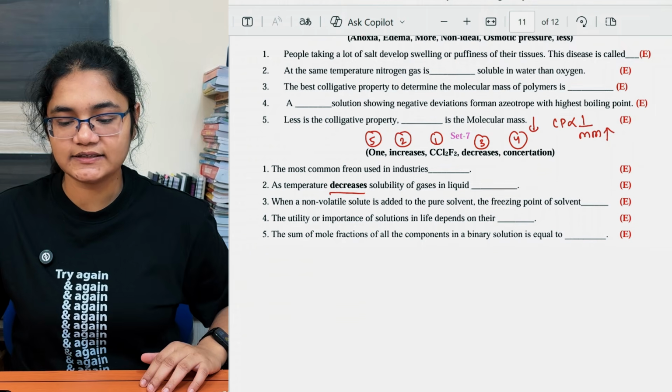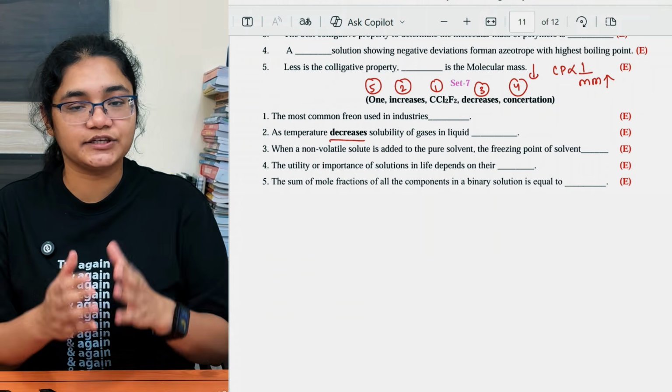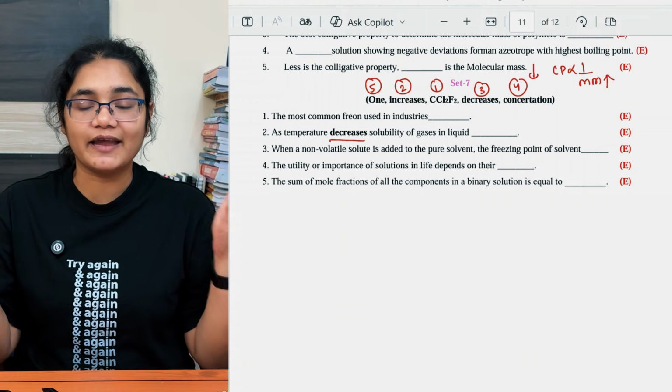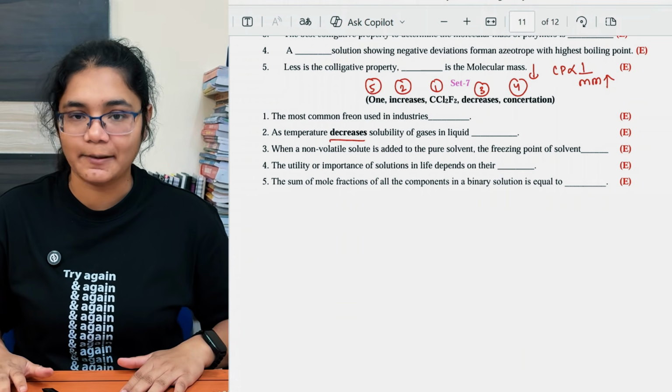So students, these are the most important MCQs and FIBs for the chapter Solutions, and I hope you have understood. If you have any doubt in any question, do let me know in the comment section, okay?